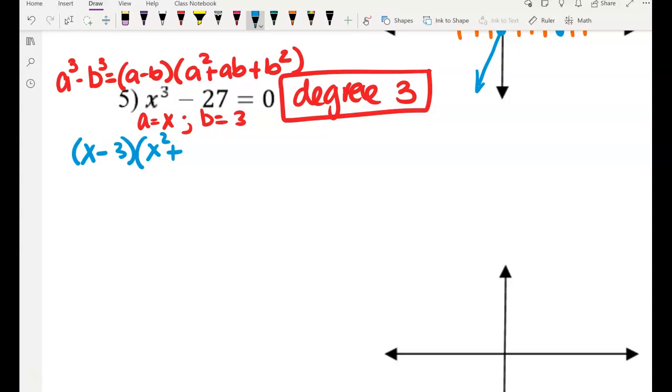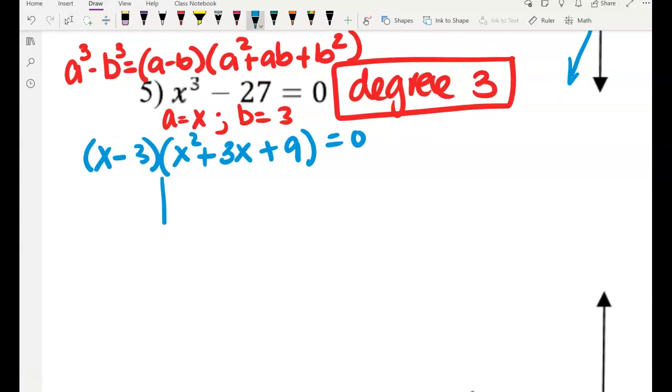Remember, in the middle is a times b, Zach, so what would a times b equal? Not negative. B is 3. So x, which is? Then the n, Justin, it's b squared, so what did we write? 9, okay, and then we're going to make sure that equals 0. That's as far as we can go in factoring. Take each factor and set each factor equal to 0.